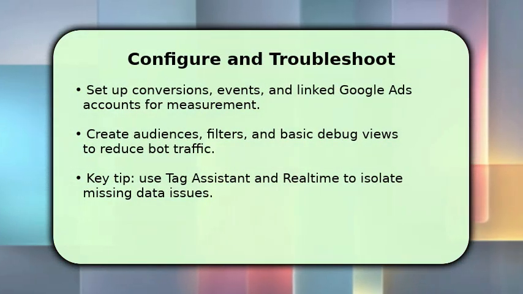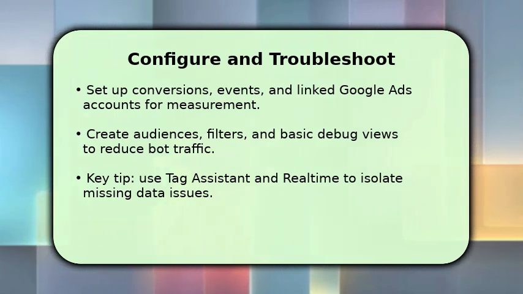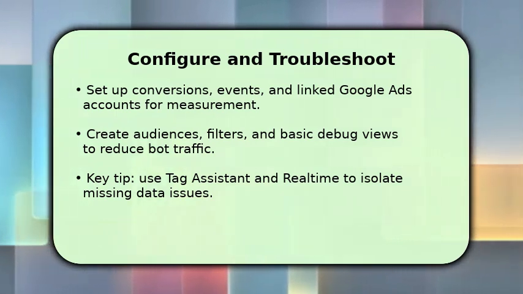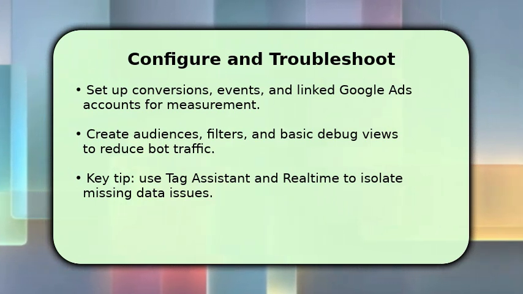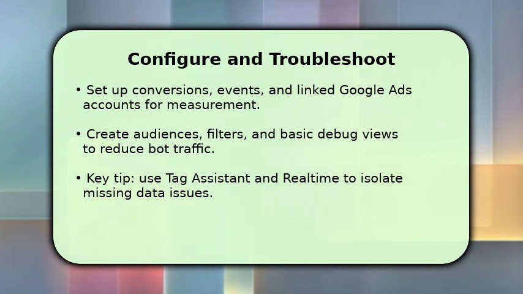Finish by configuring events and conversions. Mark critical events as conversions so they appear in reports, and link Google Ads if you run campaigns. Then create a simple reporting view or audience to test filters and exclude internal traffic by IP.